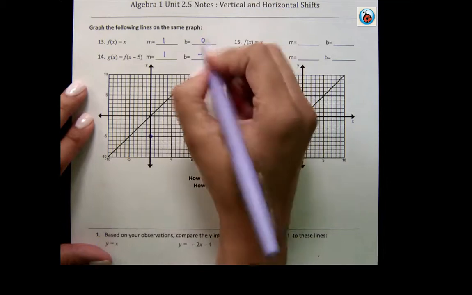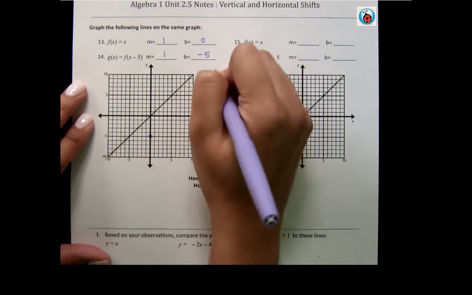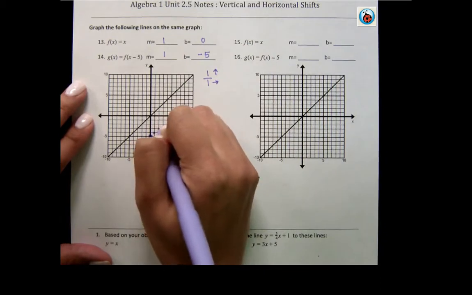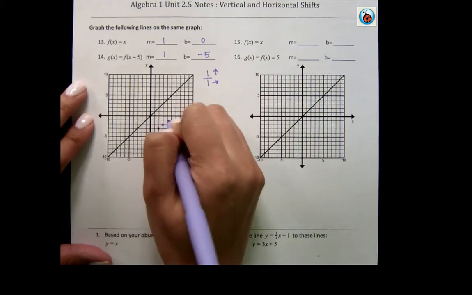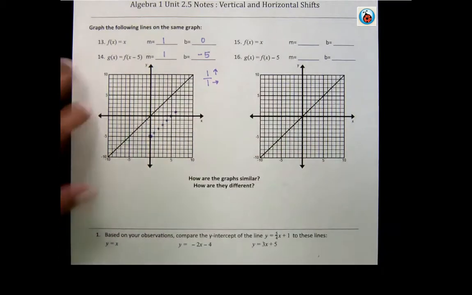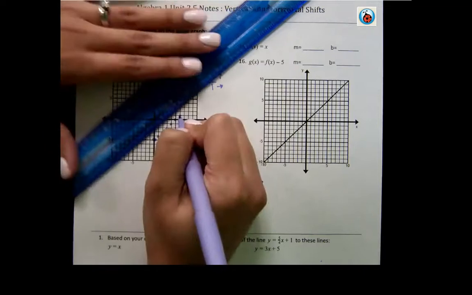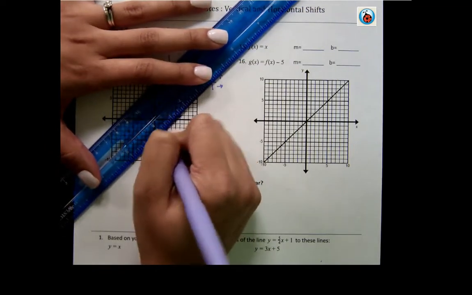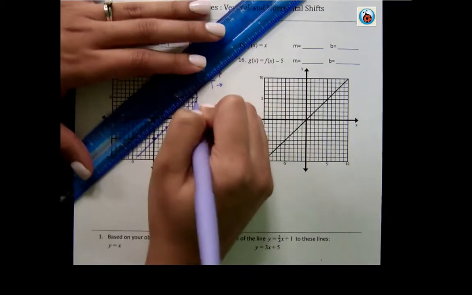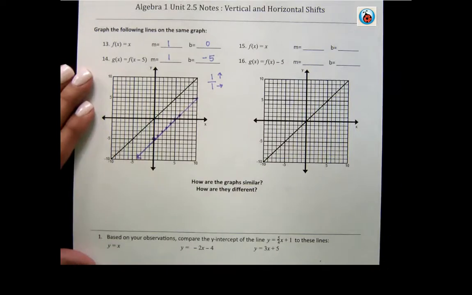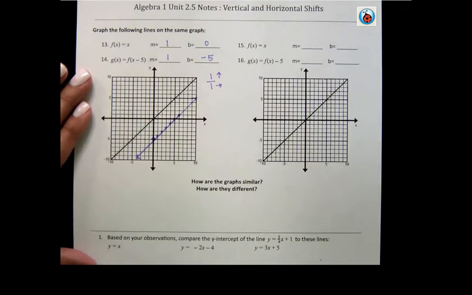My slope is still 1, which means up 1, right 1. Up 1, right 1, up 1, right 1, up 1, right 1. So we're going to connect our points. So there's our graph for f of x minus 5.